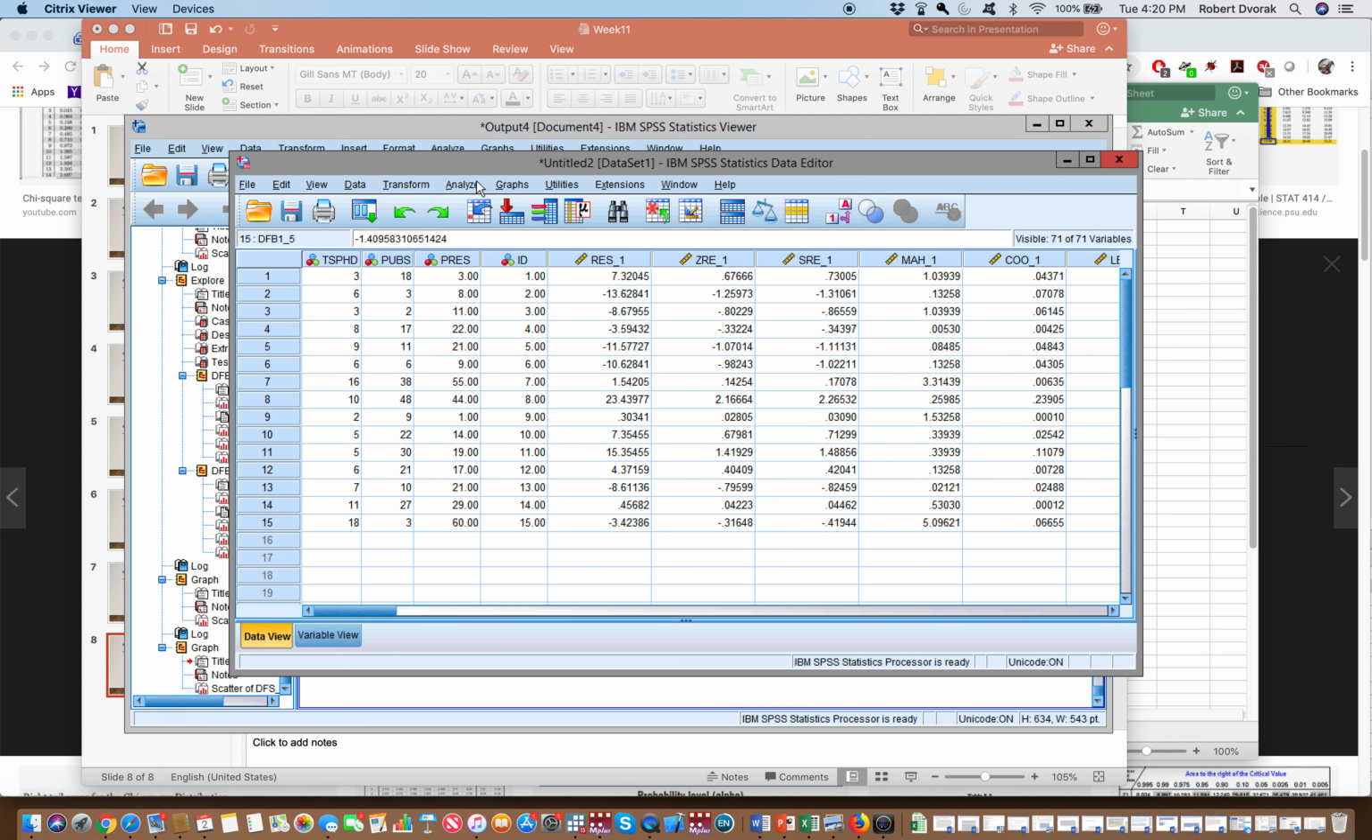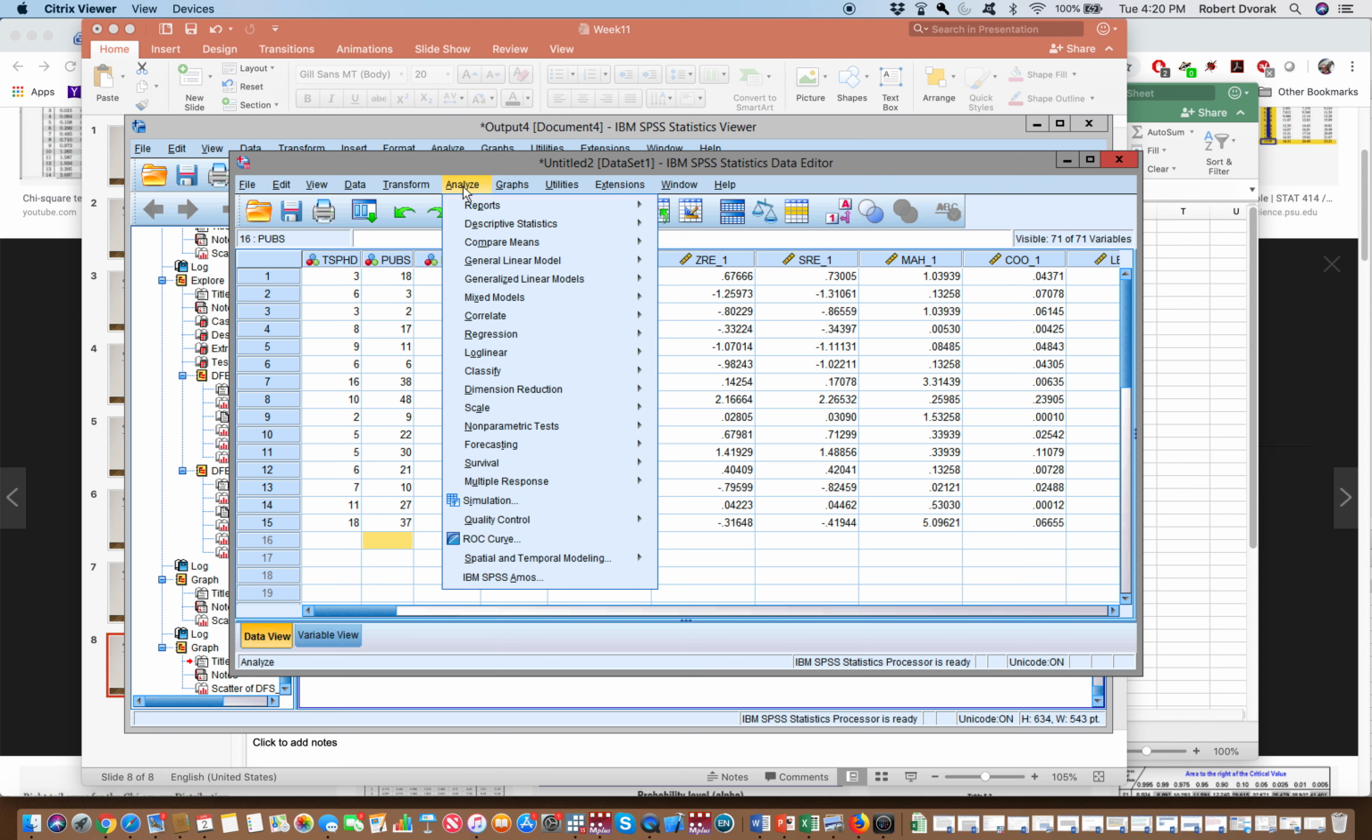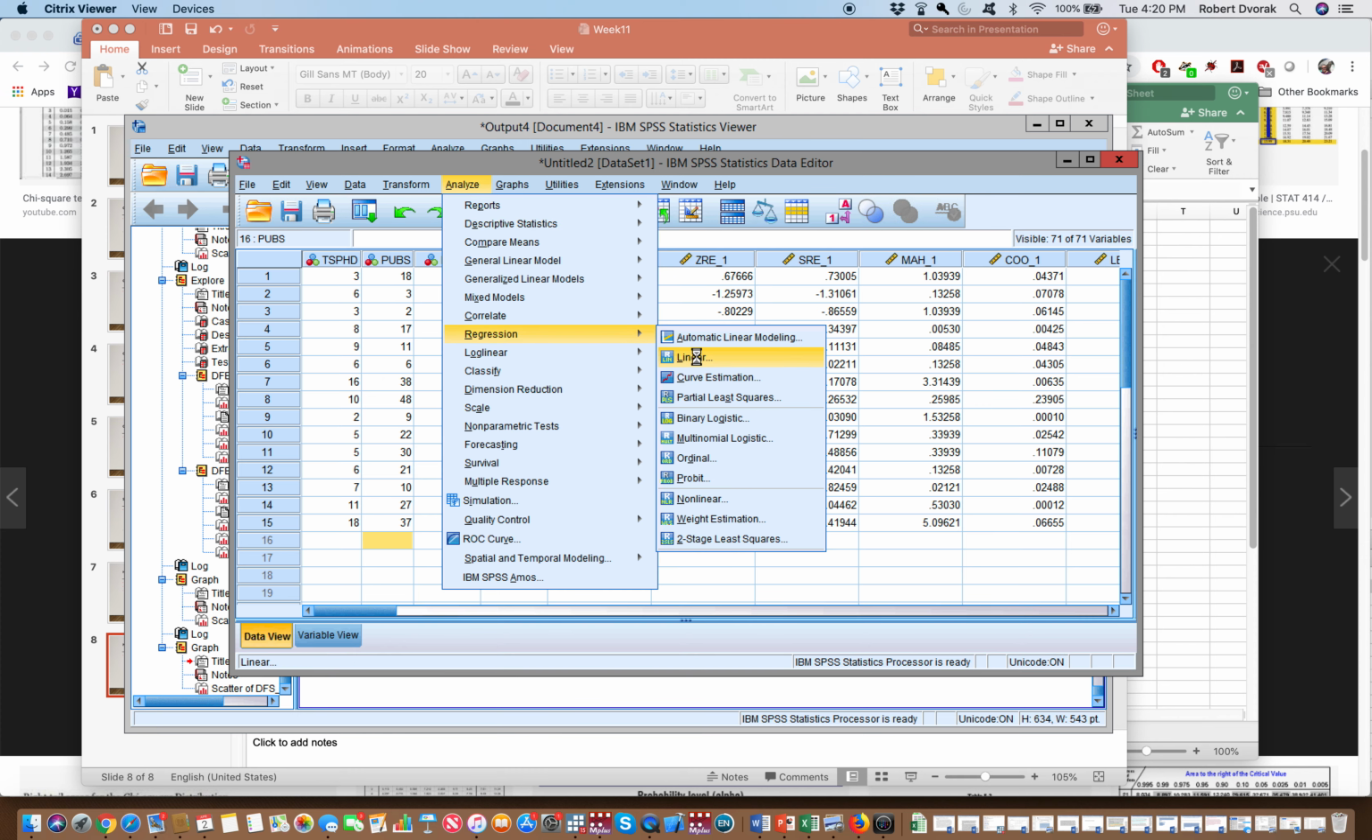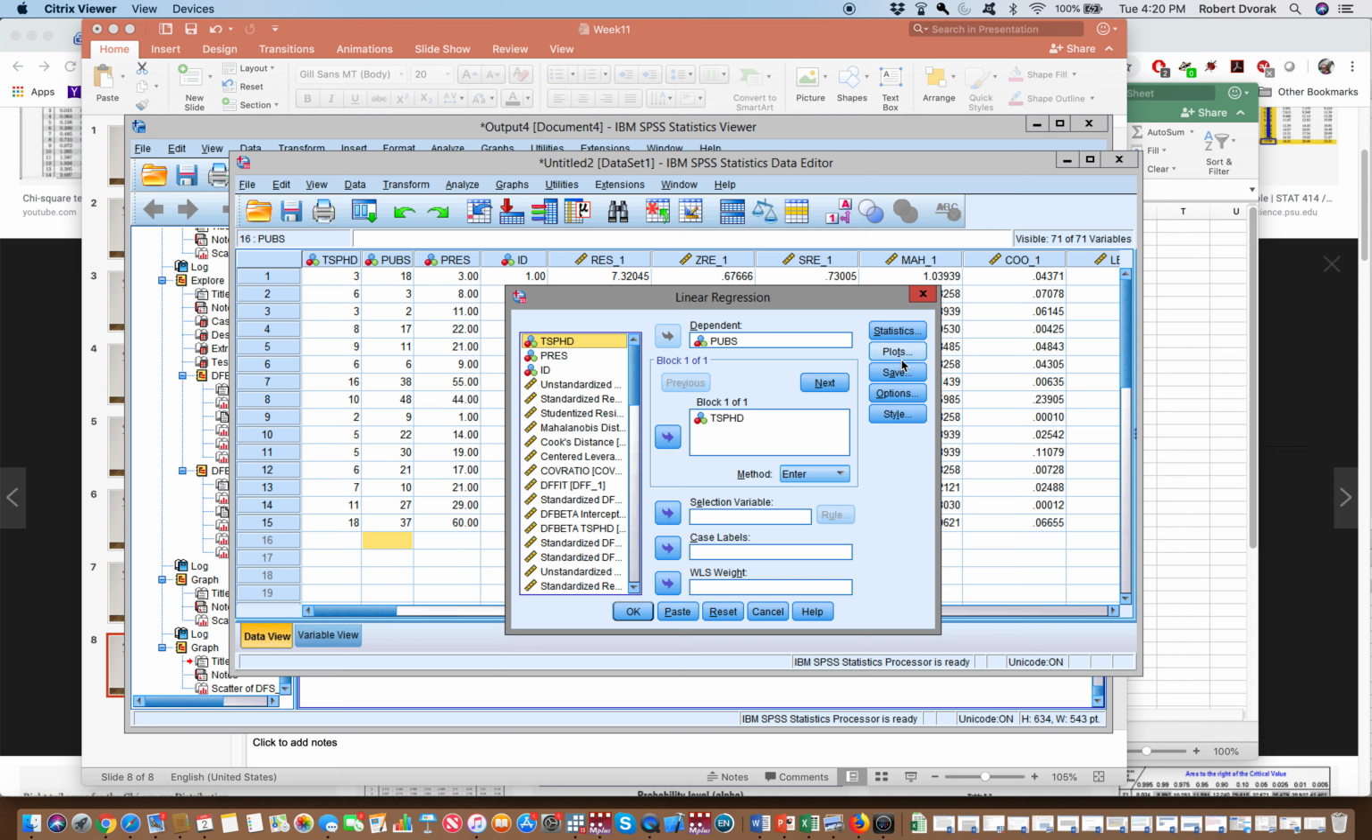The way that you get Mahalanobis distance, I'm going to change this back to 37, which is what it was before. You can go Analyze, Regression, Linear, and we are going to add Presentations as another predictor. Now we have multiple predictors in the model.